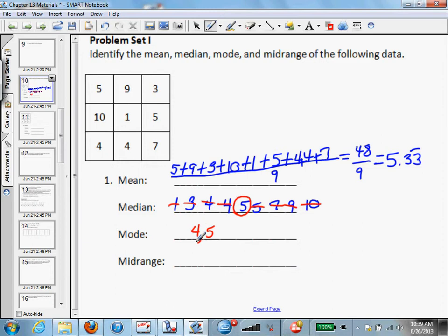Okay, now to do the mid-range, what you want to do is take the smallest number that appears, which is 1, and add it to the largest number that appears, which is 10, and then take the average of it. So just divide by 2. So you're going to get 11 over 2 in this case, which is equal to 5.5.